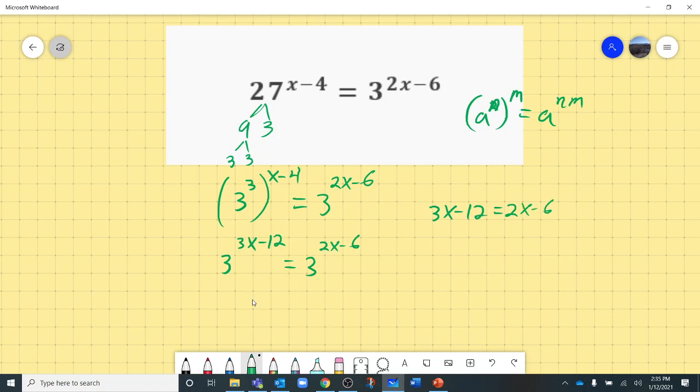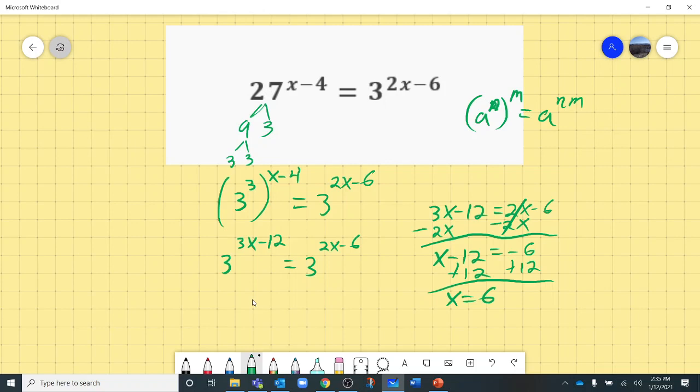3x minus 12 equals 2x minus 6, and do some maths. Cancel out my 2x on that side. That gives me x minus 12 equals negative 6. Add 12 to both sides. And I get x equals 6. Okay, and we can plug that back in and check it out.